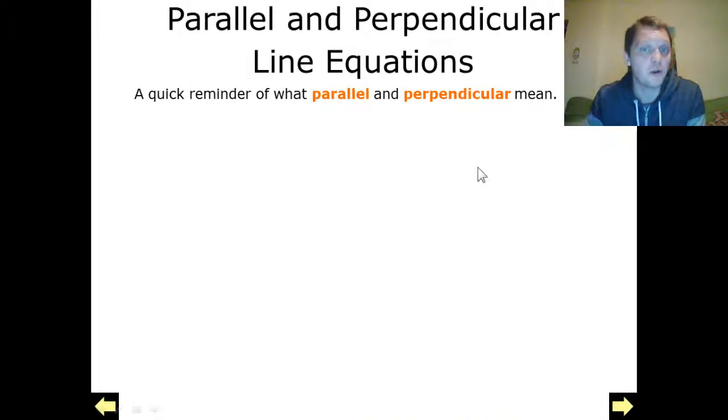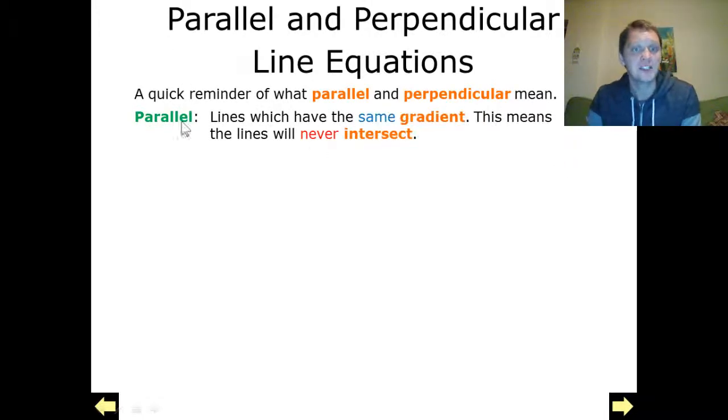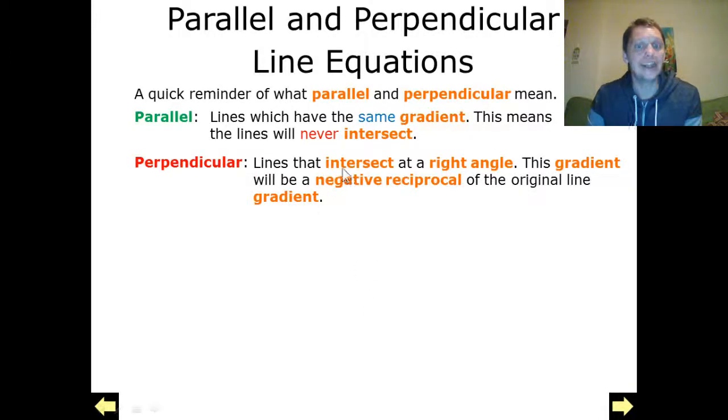So a lot of you might already be aware of exactly what parallel and perpendicular mean, but I'm just going to have a quick reminder. A parallel line will have the same gradient as another line. These lines will never ever intersect, in which case they'll never ever cross. When people are talking about parallel lines, normally they use train tracks as a good example. A line that's perpendicular will intersect, it will cross the original line, and it will cross it at a right angle. The gradient of this line equation will be a negative reciprocal of the original gradient.